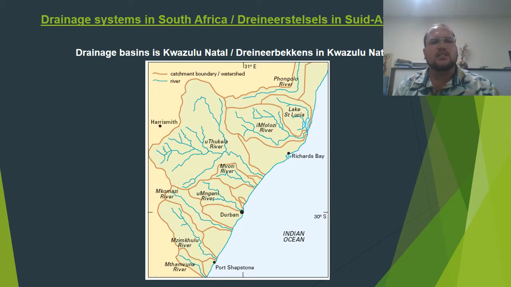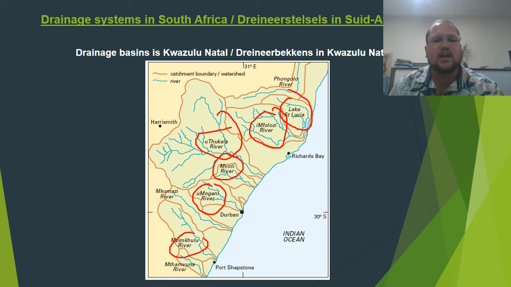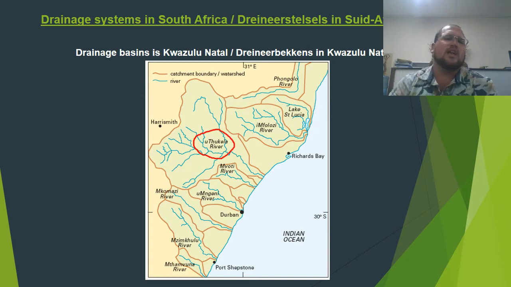If we look at drainage systems in South Africa, drainage basins in KwaZulu-Natal, in this case it shows you some of the drainage basins in the area around KwaZulu-Natal and where they drain out into. We can clearly see that in this one, the biggest one will be the Utukela River drainage basin or catchment area.